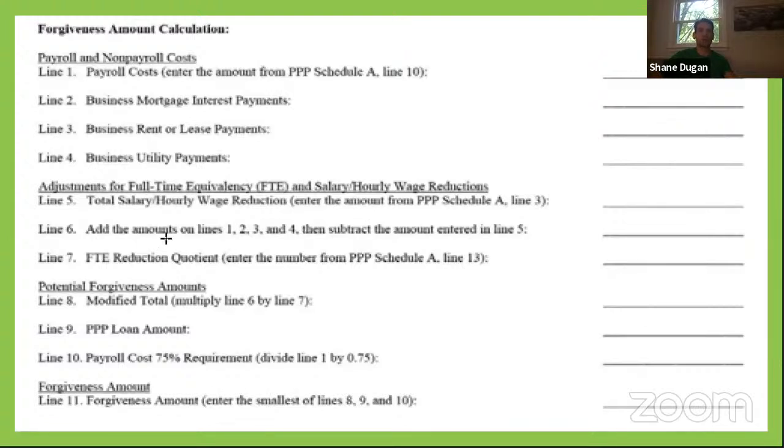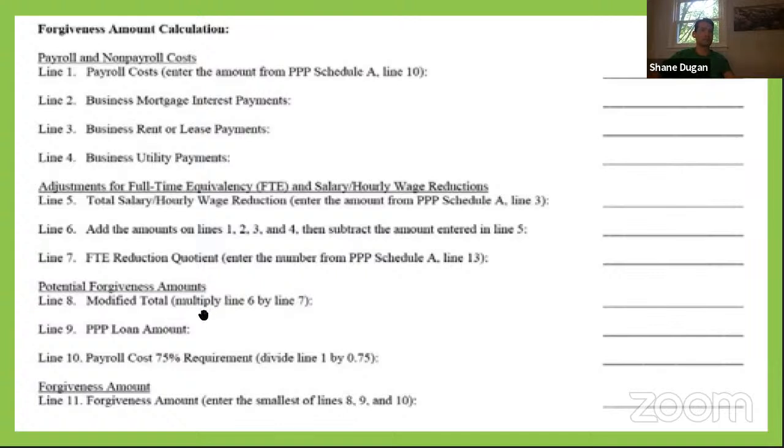Again, it's looking back at those other previous forms, or in the case of line 6, adding all these figures up here and then subtracting number 5 to figure out how much that might reduce your potential loan forgiveness. Basically, at the end of the day, if you continue to follow the schedules and the worksheet, you're going to have enough information to continue to drag and drop as many of the figures here to work your way down.